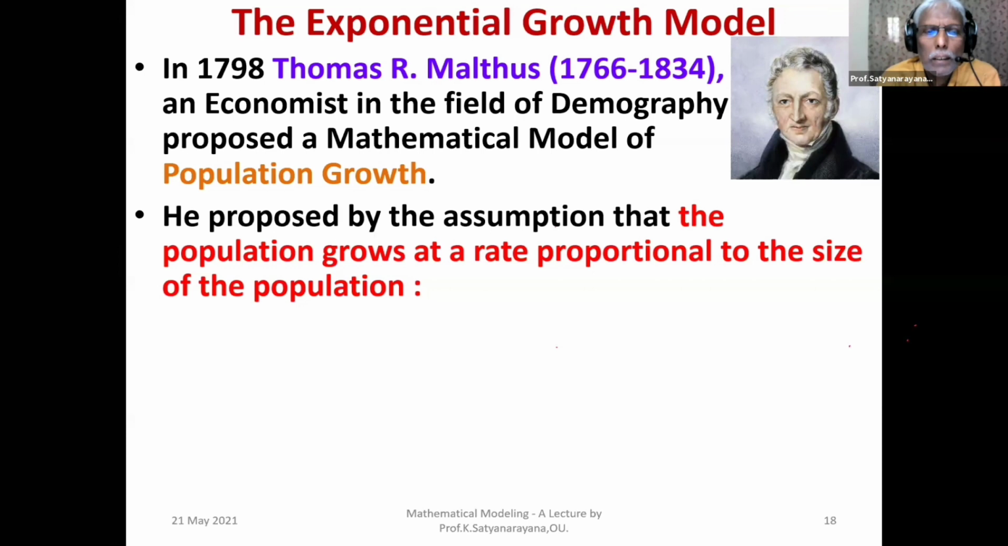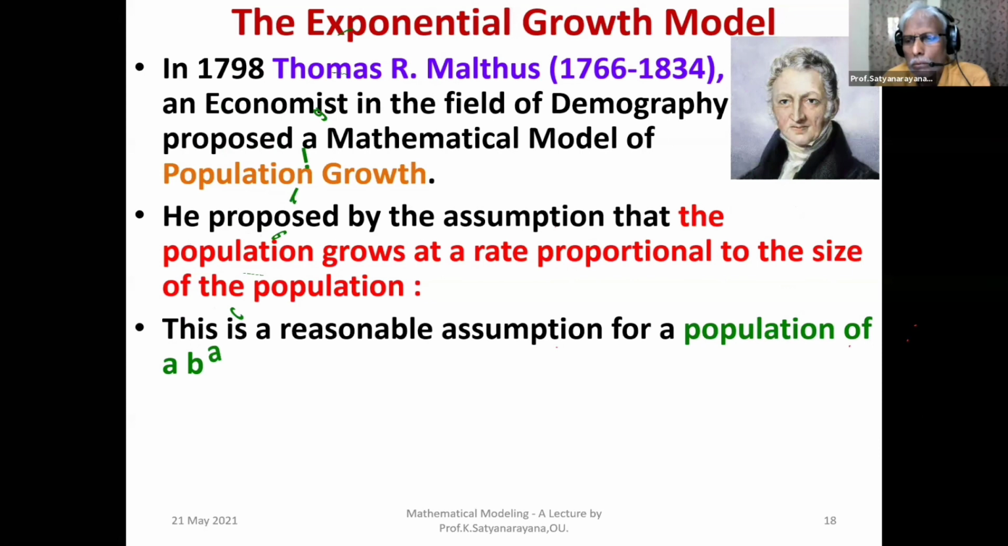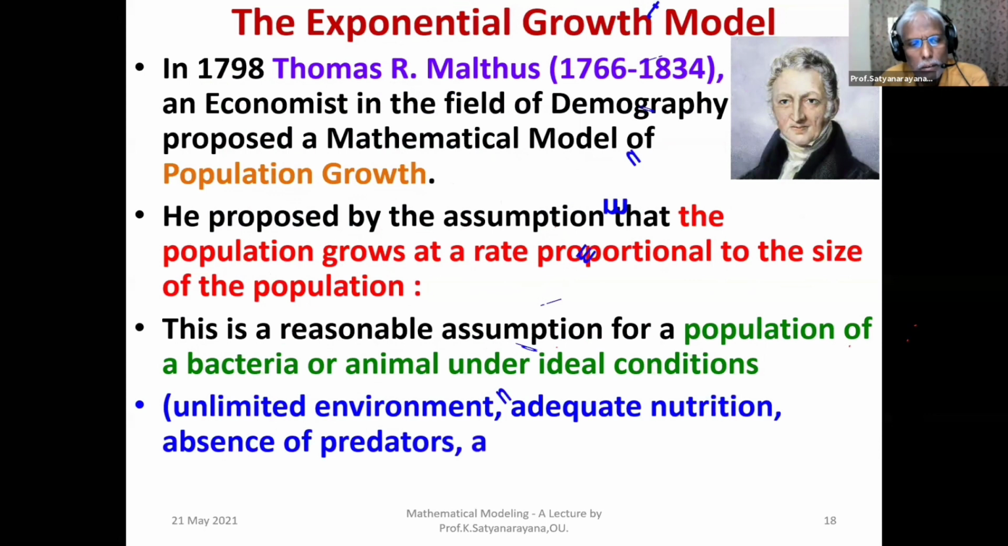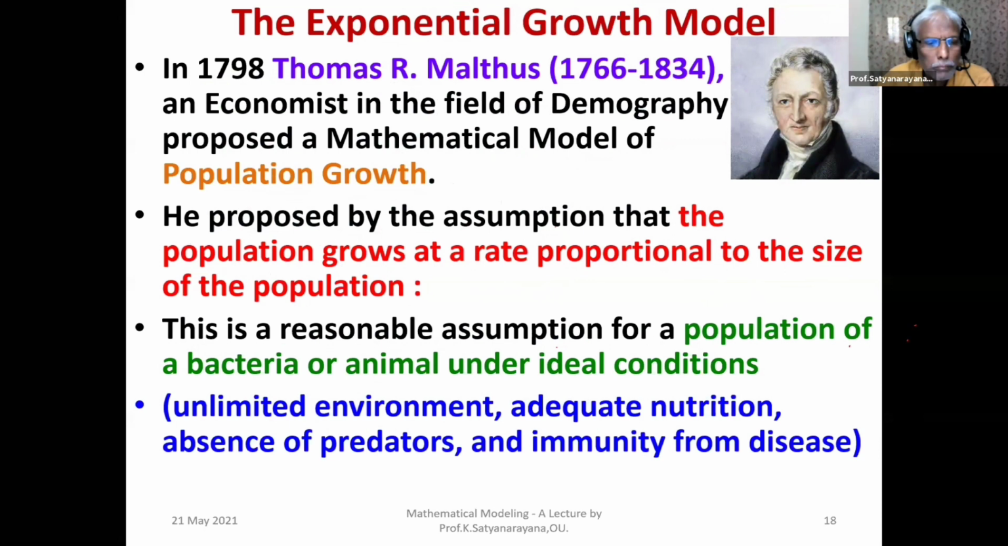This assumption he made after several observations. This is a reasonable assumption for a population of bacteria or animals under ideal conditions. What are the ideal conditions? Unlimited environment, adequate nutrition, there is no dearth of nutrition, absence of predators, nothing to worry about that you will be killed, and a lot of immunity from diseases. So if you have immunity from diseases, adequate nutrition, unlimited environment, and predators are not there, then you will grow like anything.